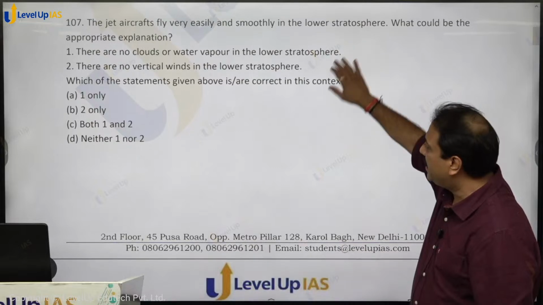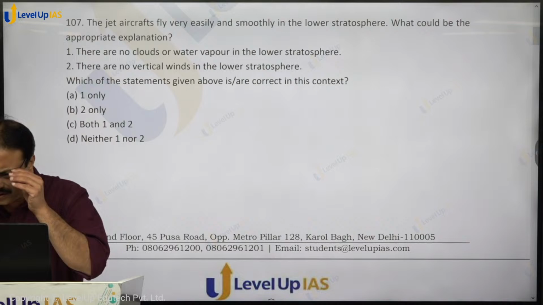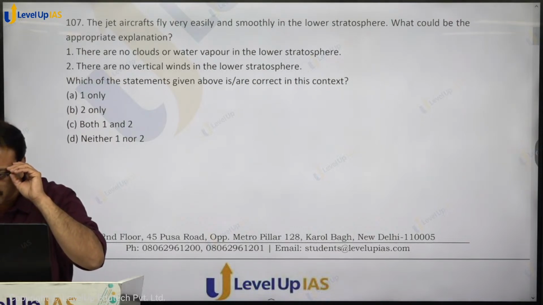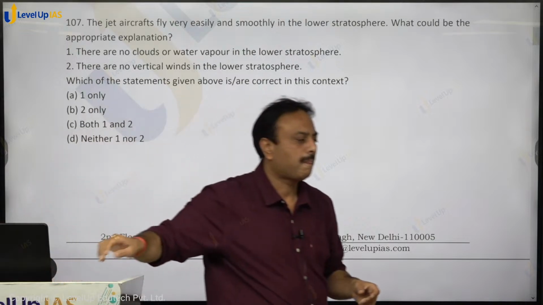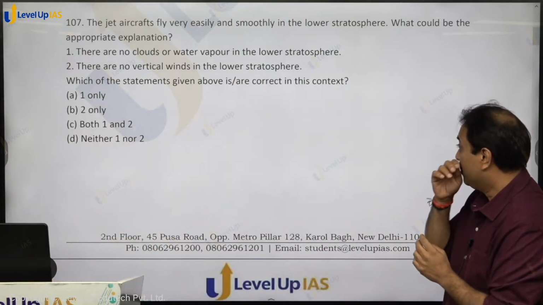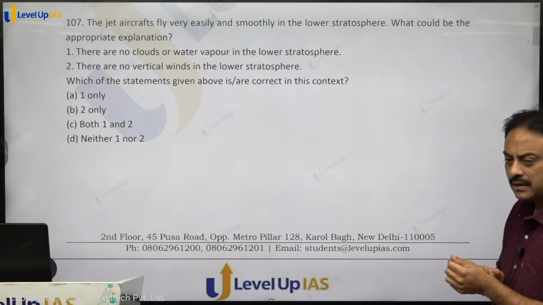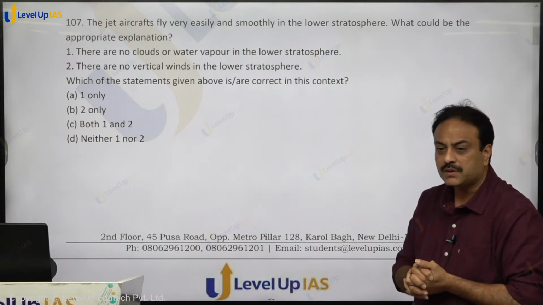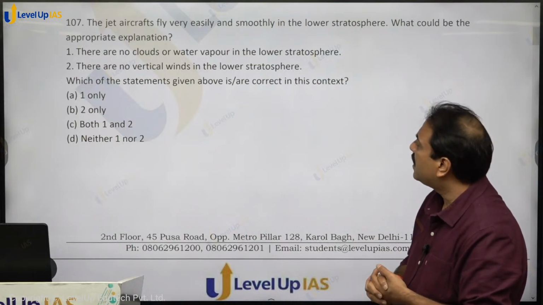Question number 107. The jet aircrafts fly very easily and smoothly in the lower stratosphere. What could be the appropriate explanation? Statement 1 is saying that there are no clouds or water vapor in the lower stratosphere. Statement 2, there are no vertical winds in the lower stratosphere.